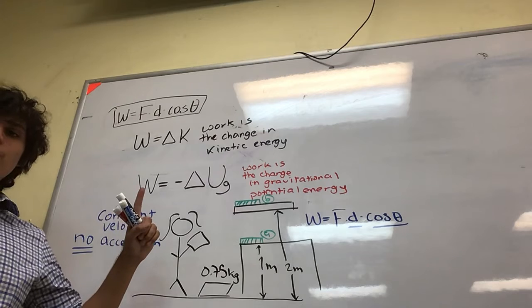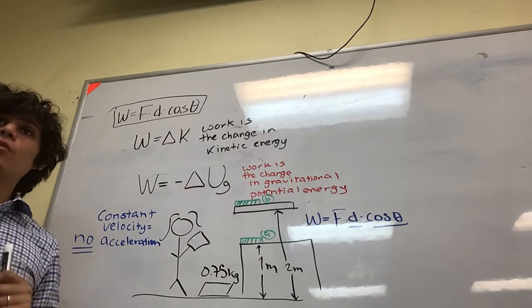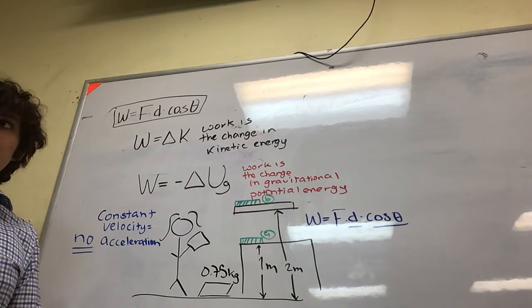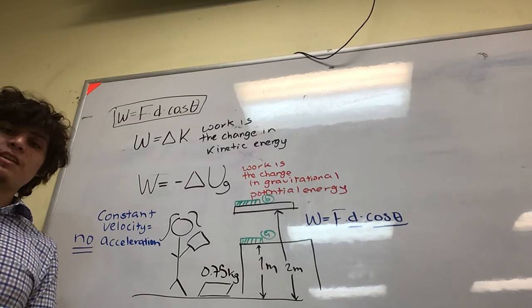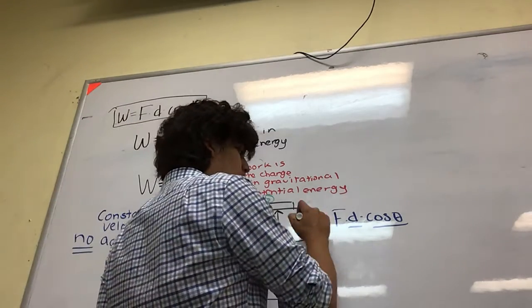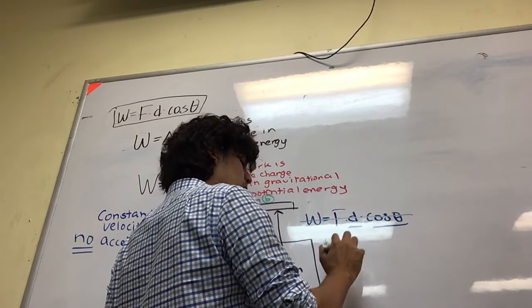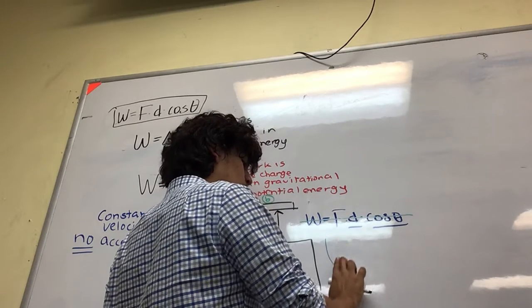Well, thankfully, we just learned of a very nice equation, which says that work is just a change in gravitational potential energy. And you say, well, Mr. Mian, that sounds kind of hard. That shouldn't be. Let's go ahead and take a look at this one. So we're not going to use this one. Rather, we're going to use W is equal to the change in U.